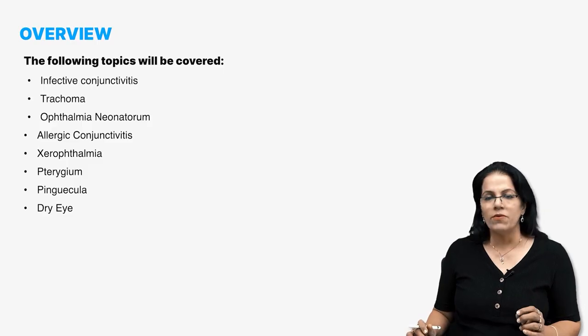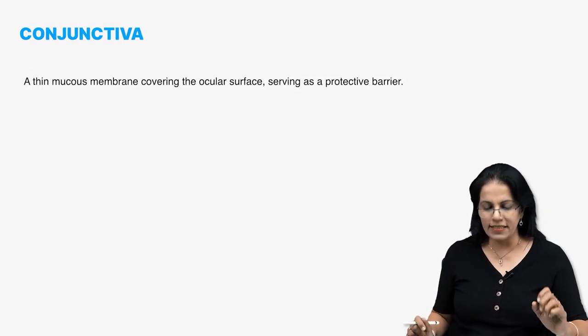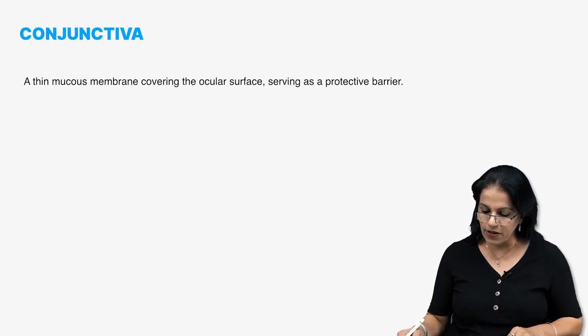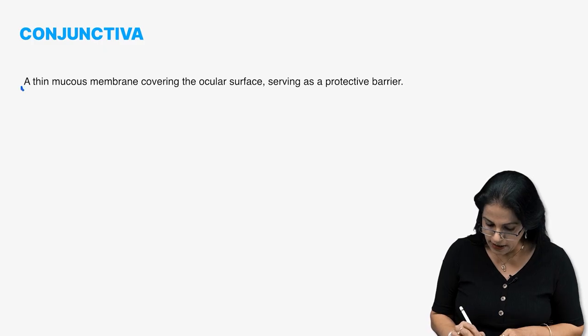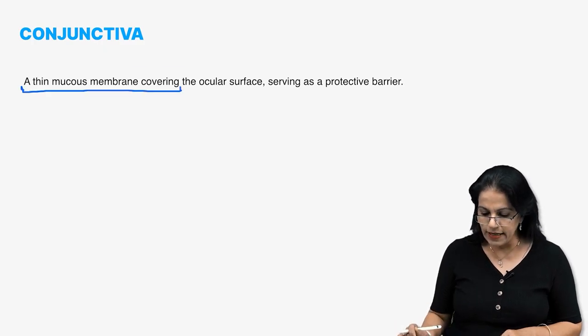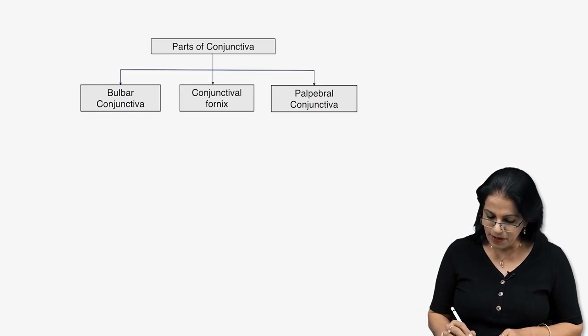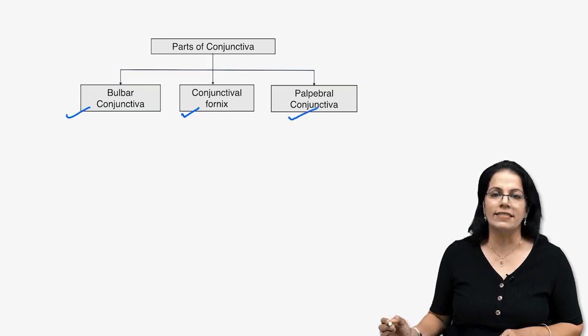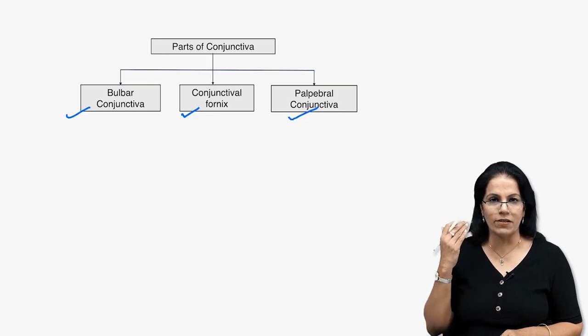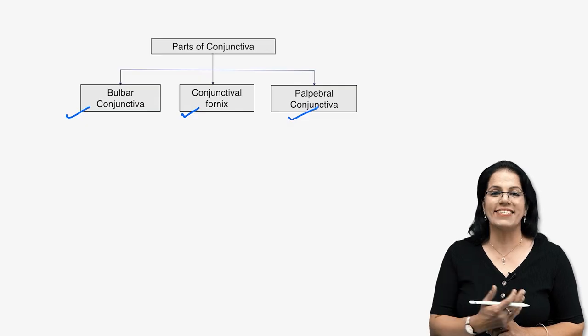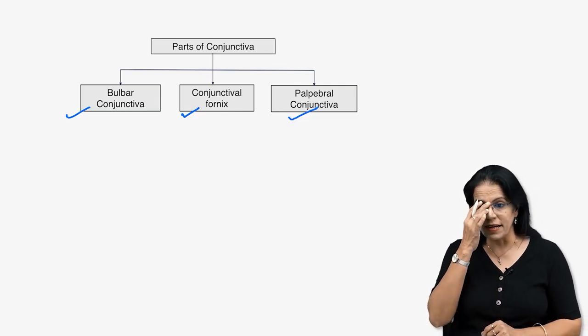So let's start. What is conjunctiva? It's a thin mucous membrane covering the ocular surface, right? So this is very important. You divide it into three parts. We all know that. What are the three parts? It is bulbar conjunctiva, then the fold is fornix, and then comes your palpebral conjunctiva. Under the lids, palpebral. Bulbar just in front of the eye, that is on the scleral part. Of course, it does not cover the cornea, so it is stopping at the limbus, right?